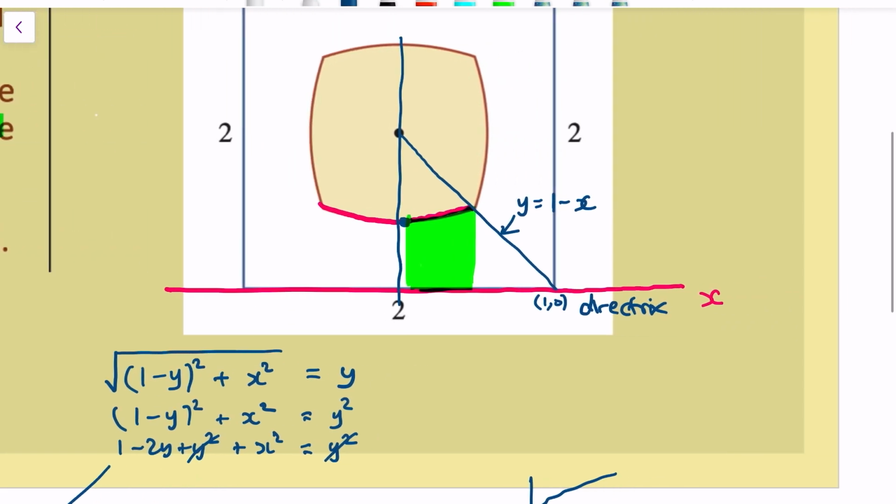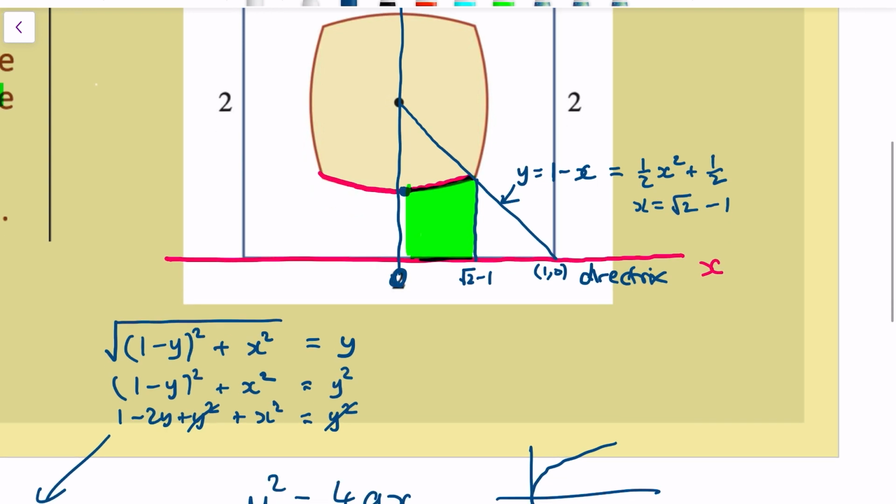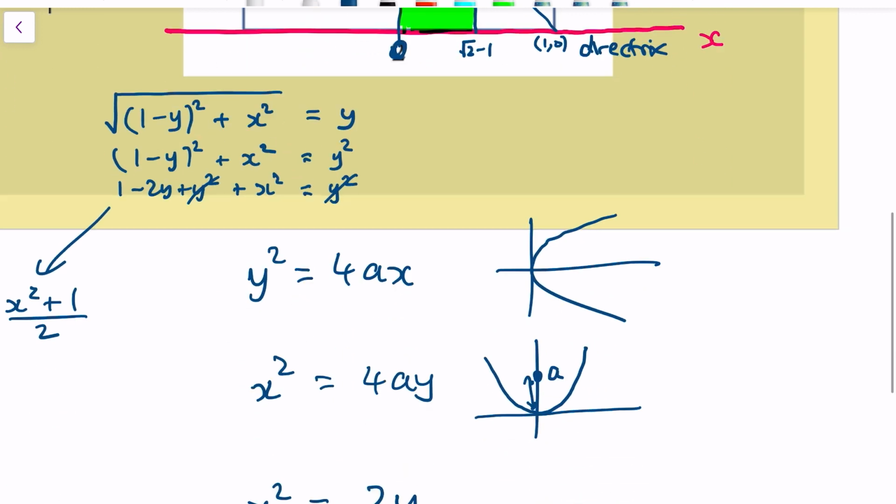So this line has an equation of y equals 1 minus x, and then we want to equate that to the parabola, a half x squared plus a half, and solve that equation. That will give us our limits, and we find that the appropriate limit we want is square root of 2 minus 1. So if you solve that quadratic equation, this limit here is root 2 minus 1, and that's 0.